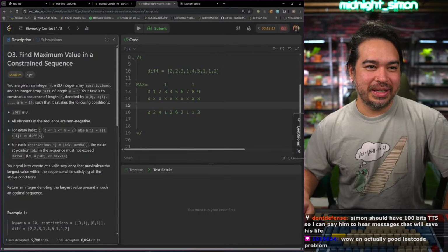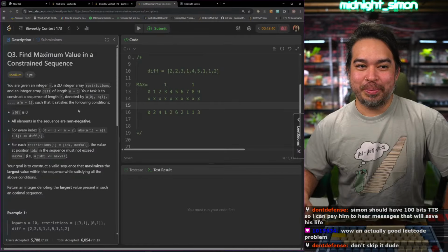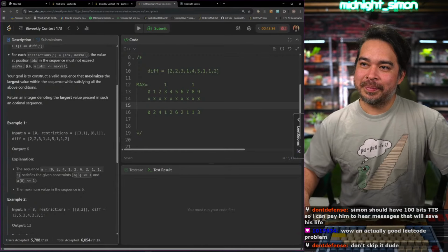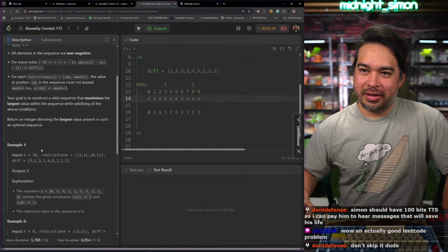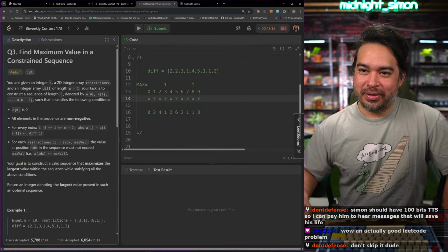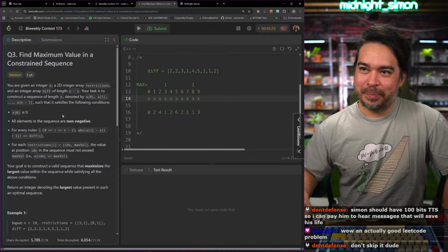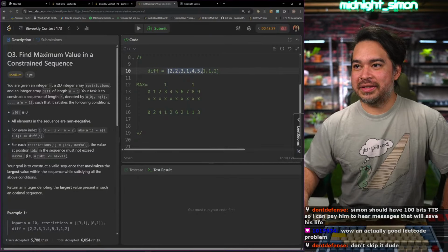Well, maybe. Actual good LeetCode problem? Is this a good problem? Oh, jeez. Alright, so the diffs are here.